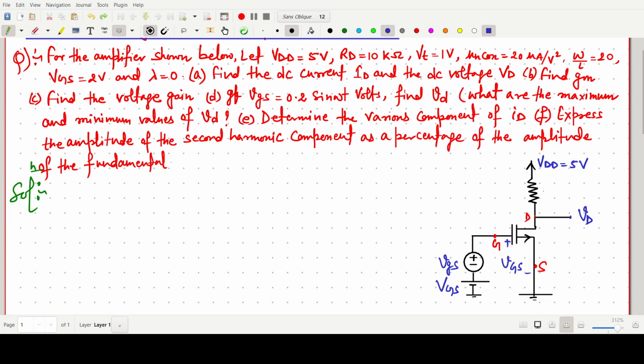RD is also given. This RD is 10 kilo ohm. Threshold voltage 1 volt, mu n COX 20 microampere per volt square, aspect ratio W by L 20, VGS, the DC gate to source voltage, 2 volt, and channel length modulation we have to neglect.